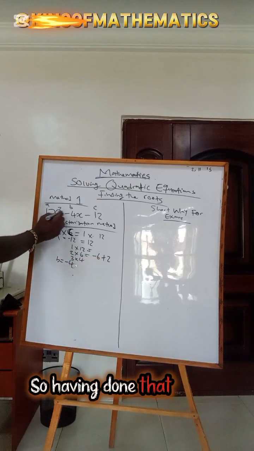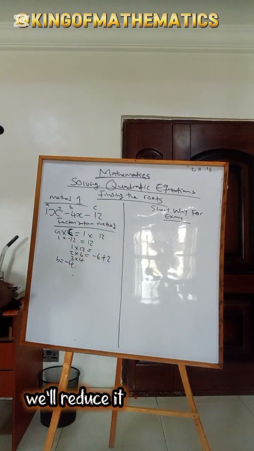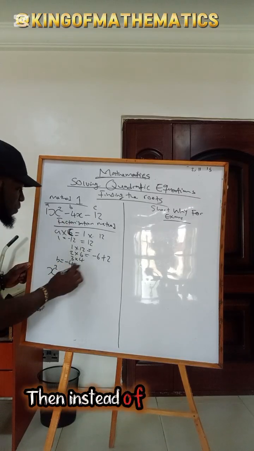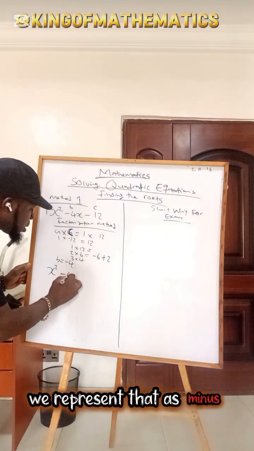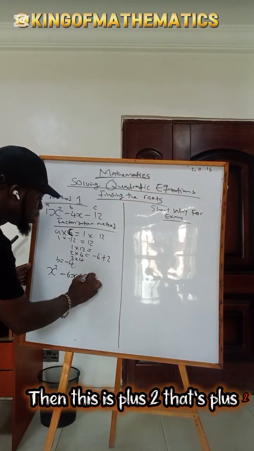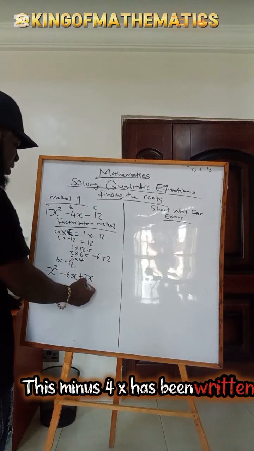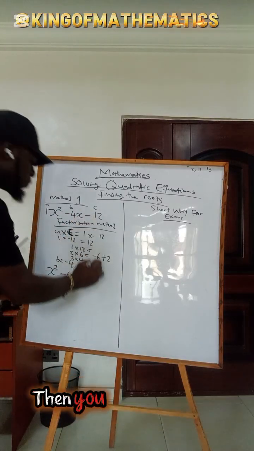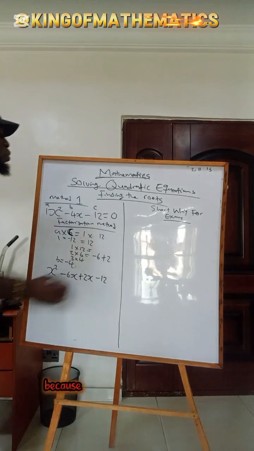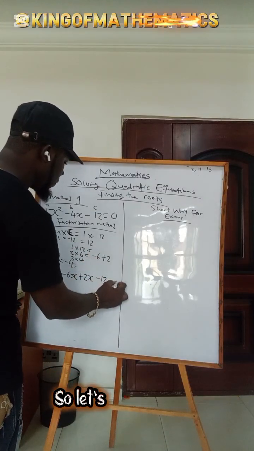So having done that, we'll reduce it to a simpler form, which will now give us x squared. Then instead of having minus 4x, we'll represent it as minus 6x, then plus 2x. This minus 4x has been rewritten as minus 6x plus 2x. Then you have minus 12. Sorry, we are dealing with an equation because we want to find the root, so this is going to be equal to 0.